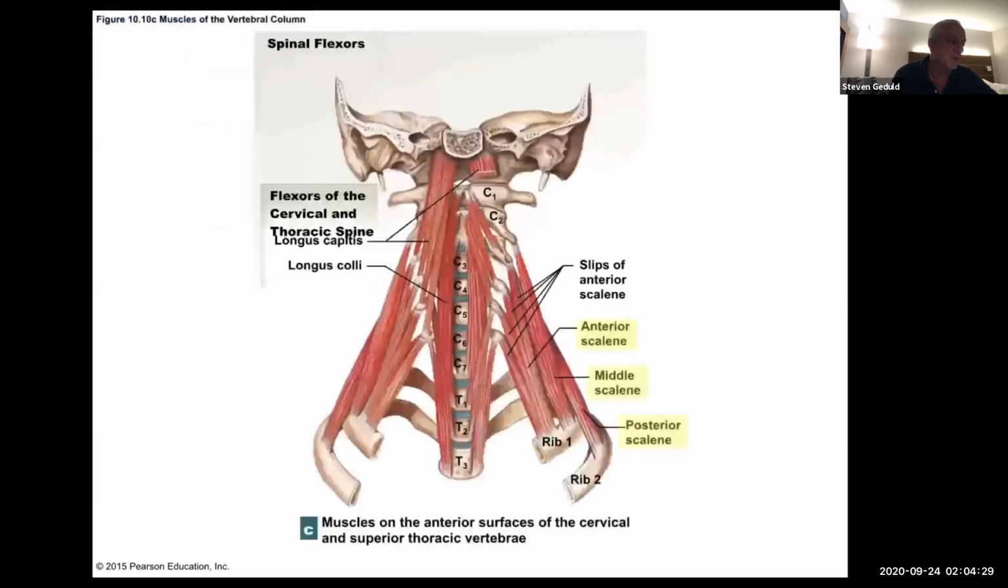Okay. And here's your anterior, your middle, and your posterior scalene muscles. Okay, when they contract, they allow this area to move and pull and twist. And those are your deep muscles. Okay, those are your spinal flexor muscles.